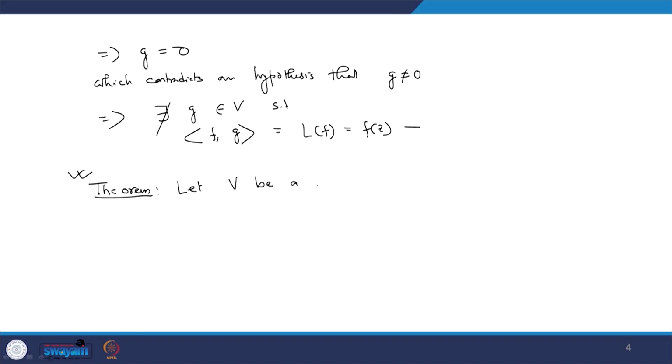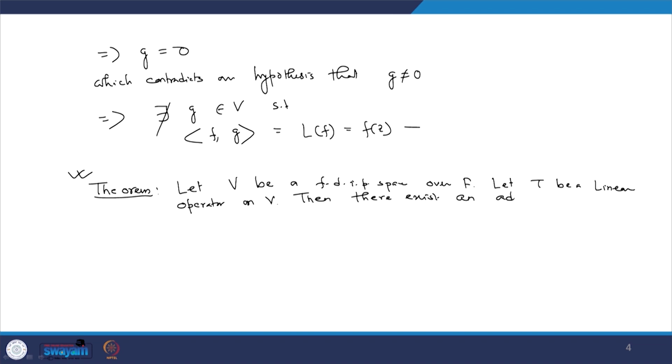Let V be a finite dimensional inner product space over the field F. Let T be a linear operator on V. Then there exists an adjoint operator T star of T such that the inner product of T alpha and beta equals the inner product of alpha and T star beta, for all alpha, beta belonging to V.